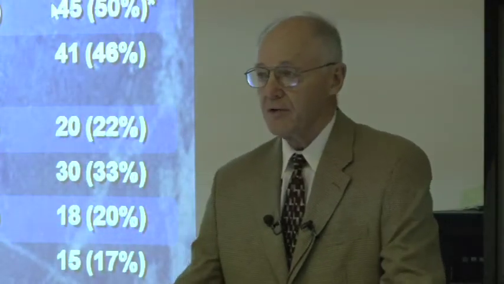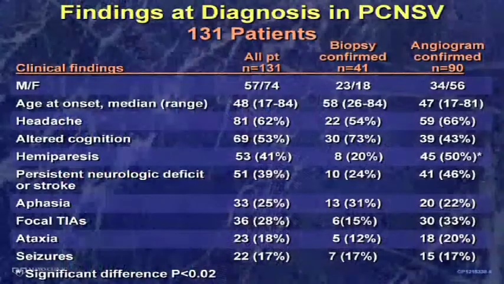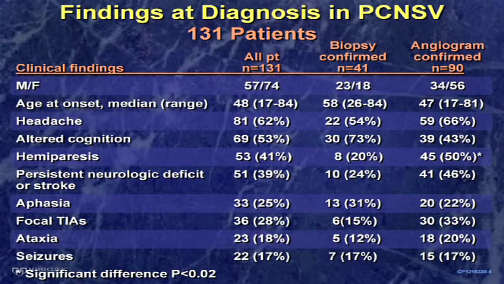So what are the clinical findings in all of these 131 patients? This is the whole group here, the biopsy confirmed and the angiograph confirmed. And you can see that it's a middle-aged disease. 48 years of age is the median, but there's quite a range of age. So again, you're dealing with individuals. It could happen at any age. But in general, it's not in old people like giant cell arteritis, where the average age is about 70.